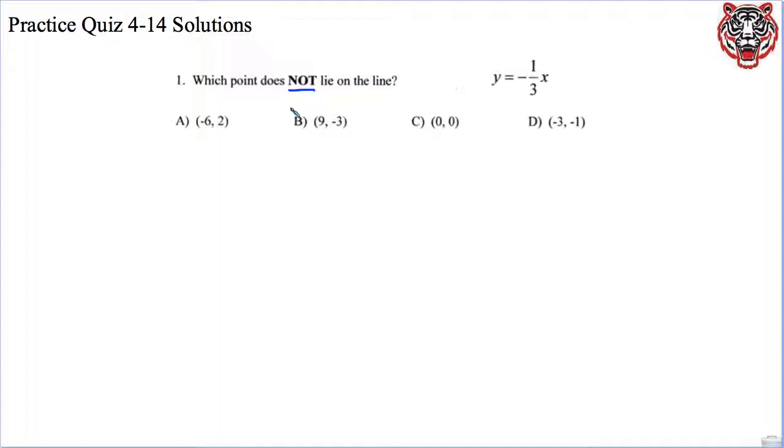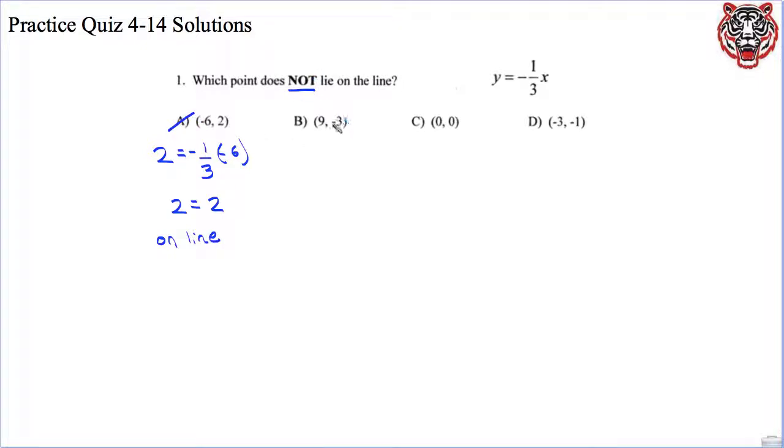We know how to check if a point does lie on the line by our warm-up. So I have to plug in each of these to see what happens. When I plug in -6 and 2, I get 2 is equal to -1/3 times -6. A negative times a negative, shout it out, is a positive. And then 6 divided by 3 is a +2. When I have 2 equals 2, that is on the line. And we're looking for something not on the line, so it can't be A.